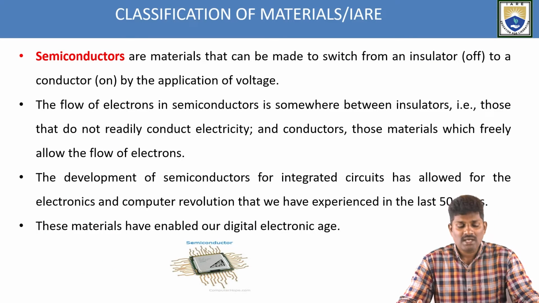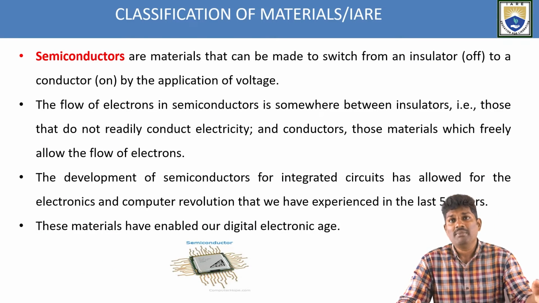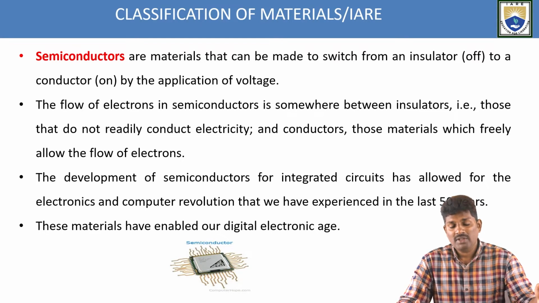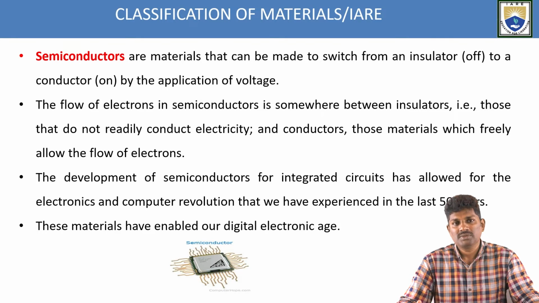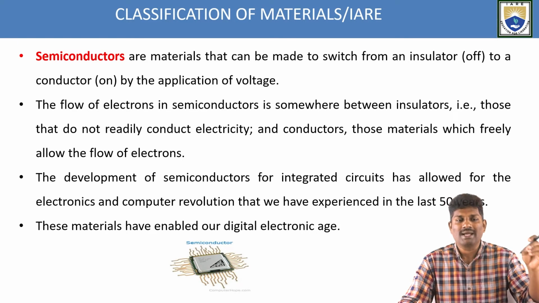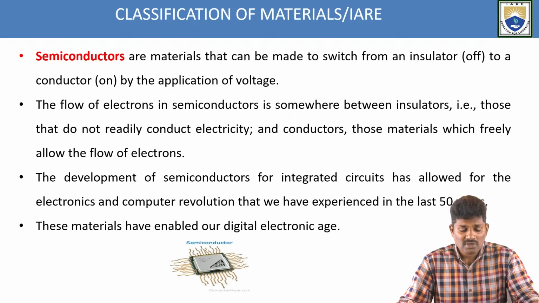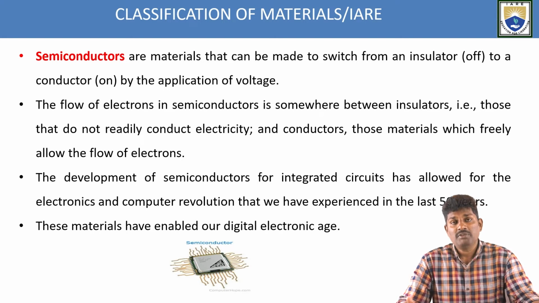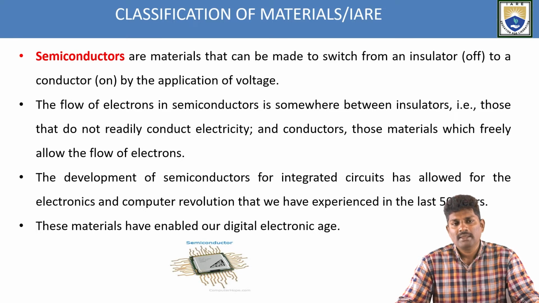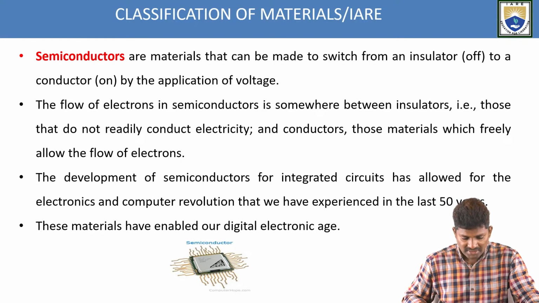And semiconductors and other materials. So these can be made to switch from an insulator to a conductor. There we will use the application of voltage. So there also we are using these type of semiconductor materials, where we are making the switch from an insulator to a conductor. Why? Because the flow of electrons in a semiconductor is somewhere between the insulator and the conductor. So to flow the electrons freely, we are trying to bring out the semiconductors in the integrated chips.